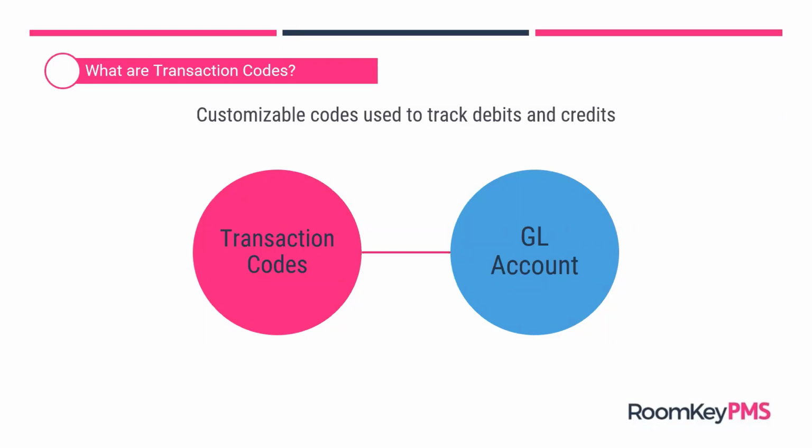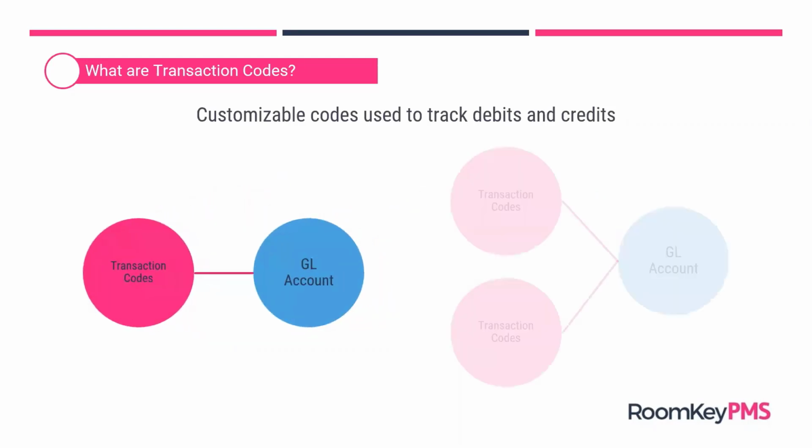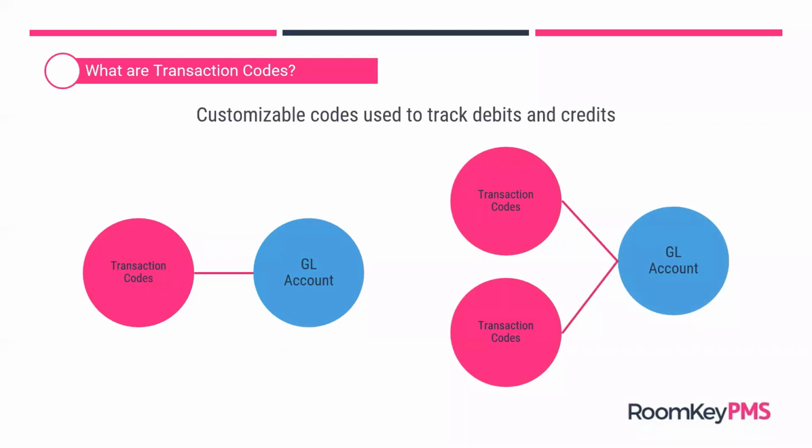Now, the most common way that we create the transaction codes is to attach one transaction code to one GL account in this fashion here. But RoomKey does give you the flexibility if you wanted to attach multiple transaction codes to the same GL account. The system can also accommodate that structure as well. So a good example of this contrast, a one-to-one setup might be a room charge transaction code is attached to the room revenue general ledger account in a one-to-one ratio.